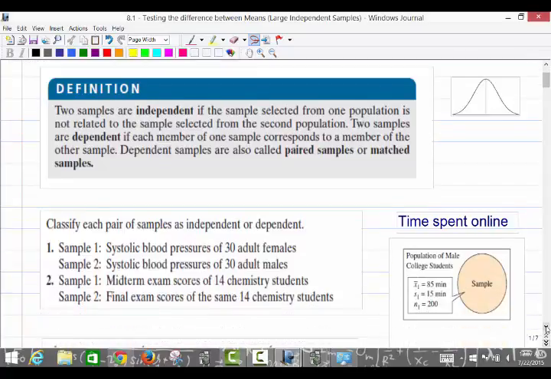Two samples are independent if the sample from one population is not related to the sample from the other population. They're dependent samples if each member of one sample corresponds to a member of the other sample. Quite often dependent samples are the same group of people with two different measurements. Dependent samples are also known as paired or matched samples.